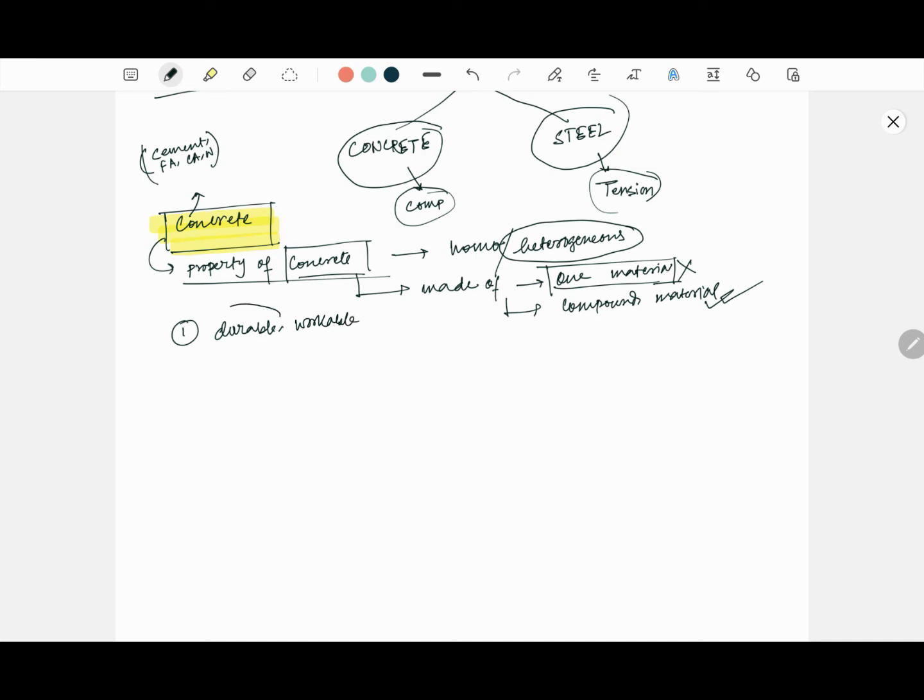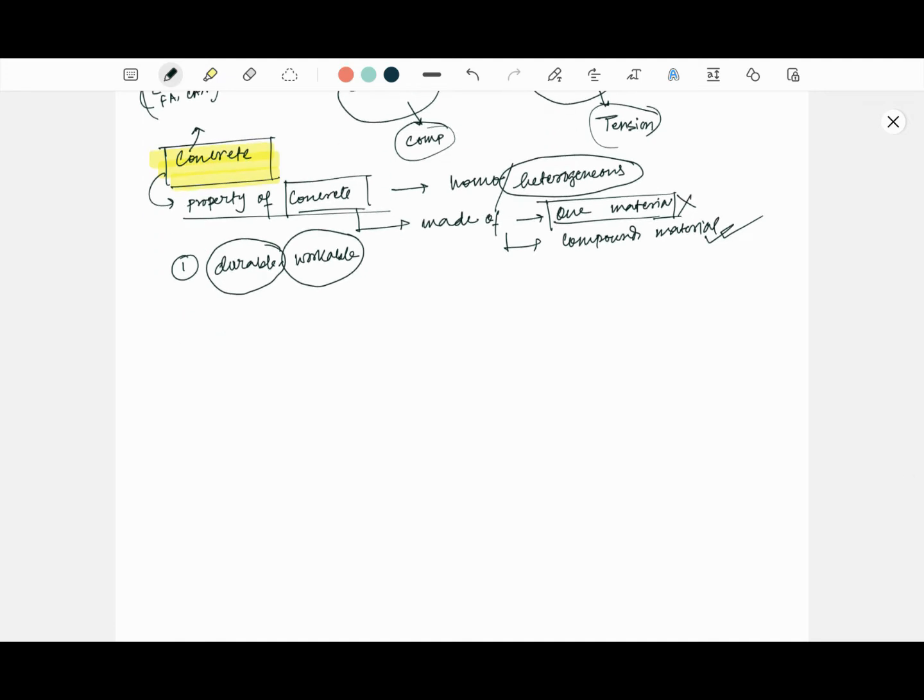To make the concrete durable and workable, when we make the concrete mix it should be mixed properly, because with better mixing you will get a homogeneous mixing. I never say it is homogeneous, but we are tending to make a homogeneous mixture. A mixture of what? Cement, fine aggregate, that is sand, coarse aggregate, that is stone chip, and water.